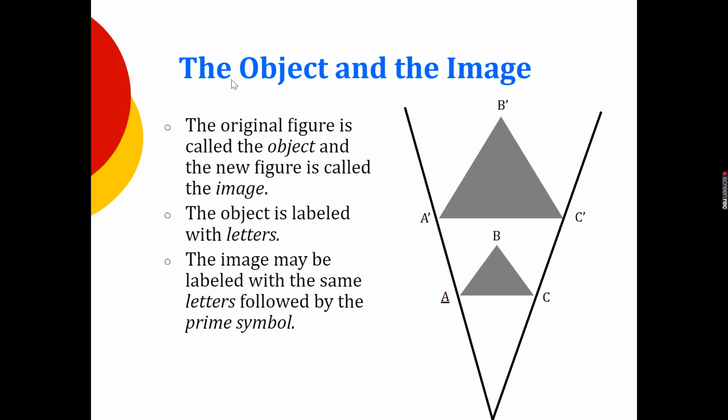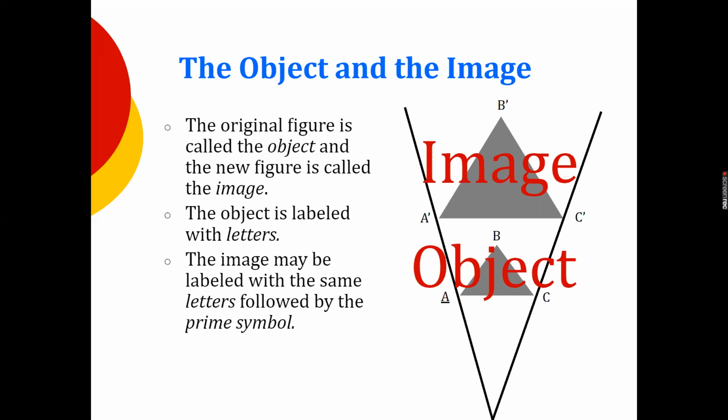So just going over some vocabulary now, when we're talking about the original figure, that is going to be called the object, and the new figure is going to be called the image. And remember, the object or the original figure is labeled with just letters, your variables, A, B, C. So this would be triangle A, B, C. The image or the new figure is going to be labeled with letters followed by that prime symbol, which is just a little apostrophe. So this is triangle A prime, B prime, C prime.